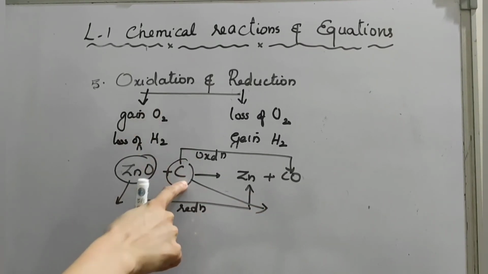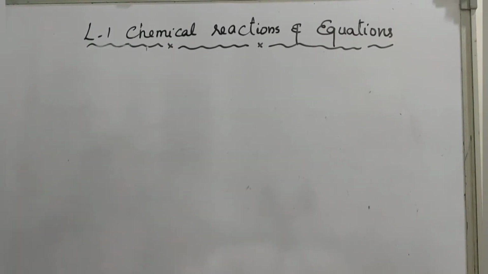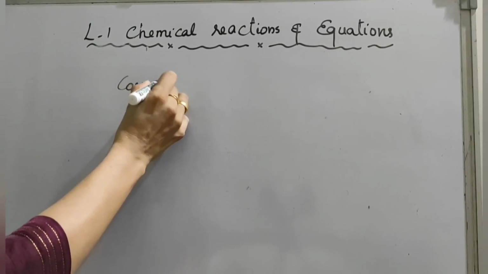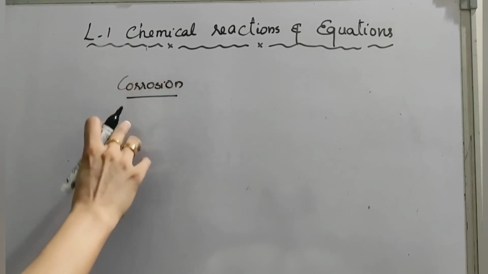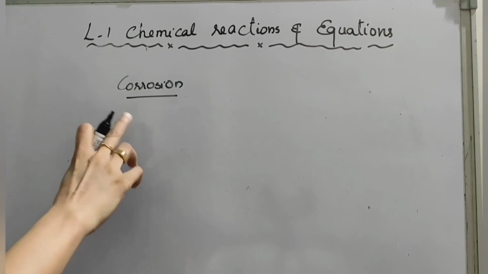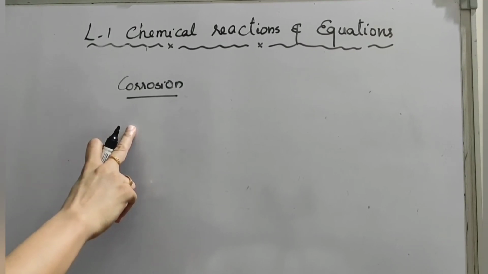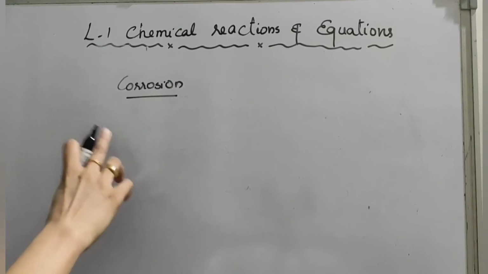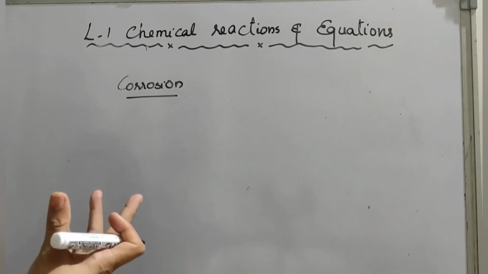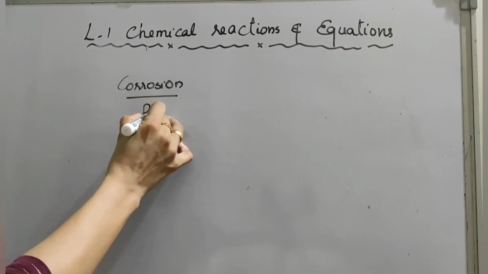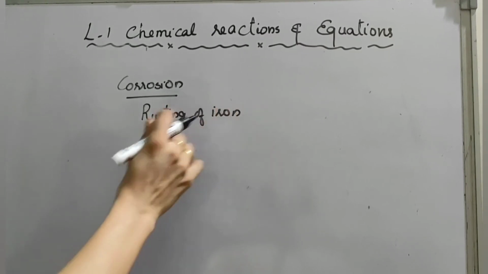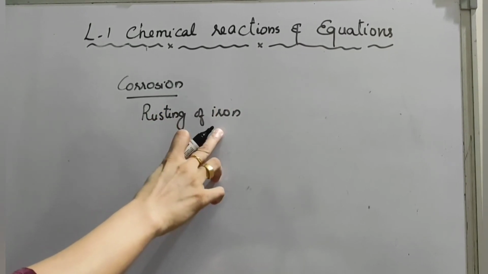The last topic we are going to study from this lesson is corrosion and rancidity. First, corrosion. How can you define corrosion? We already know that iron articles are shiny when new, but get coated with a reddish brown powder when left for some time. What is that? This is known as rust, that is rusting of iron. Rusting of iron is known as corrosion.